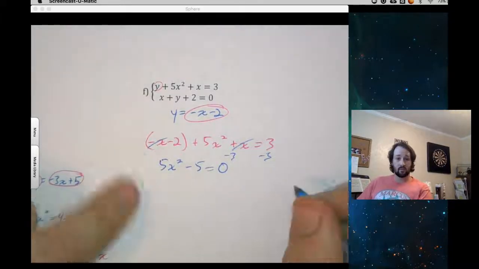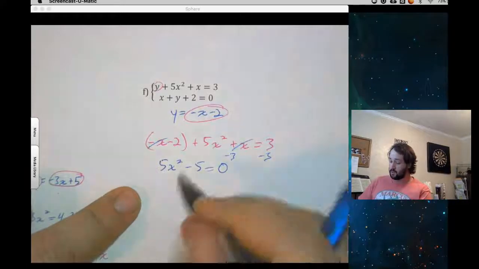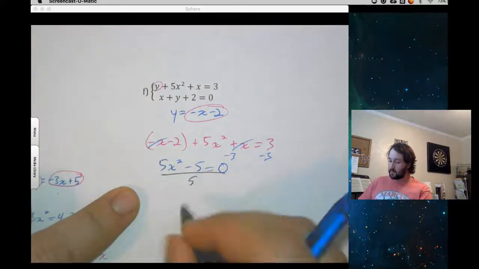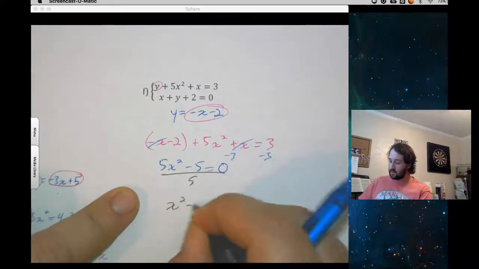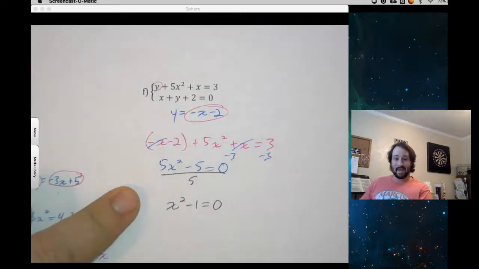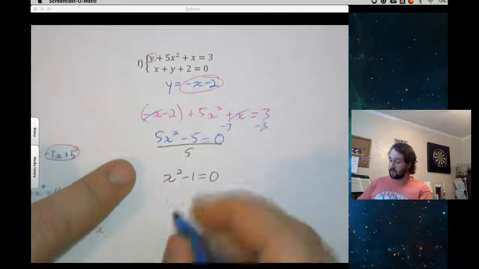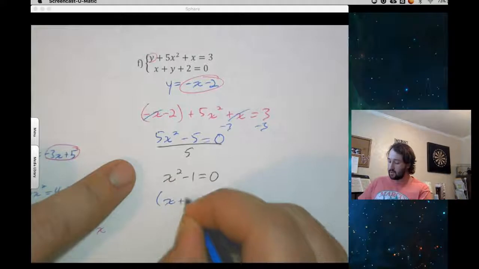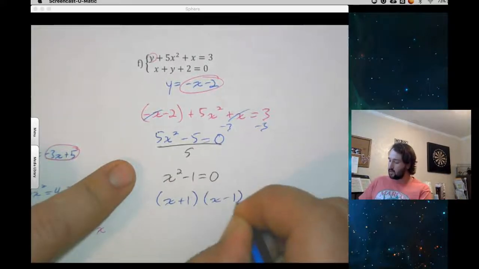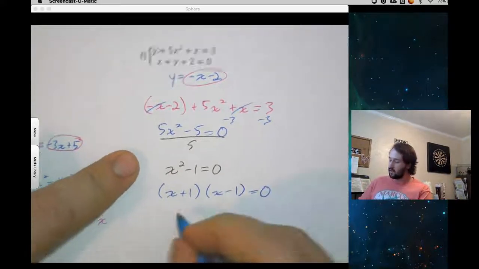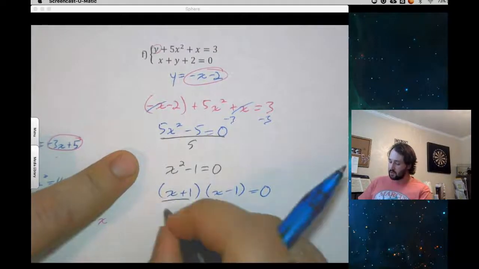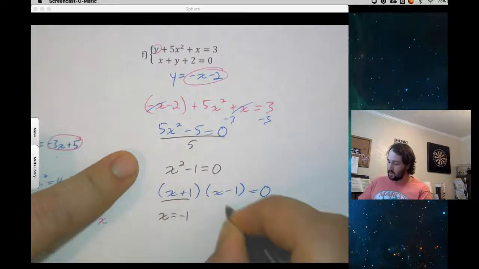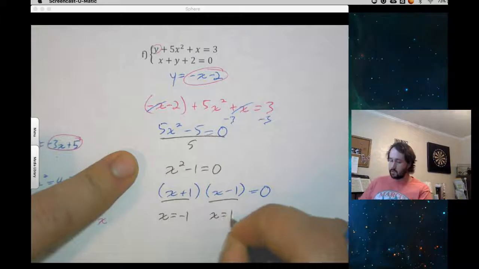Now notice these are both multiplied by 5. So what I would do if I were you is divide the whole equation by 5 to get x squared minus 1 equals 0. That will factor. It's a difference of squares like we were learning about. So (x plus 1)(x minus 1) equals 0. This first one will give me a solution when x equals negative 1. This one will give me a solution when x equals 1.